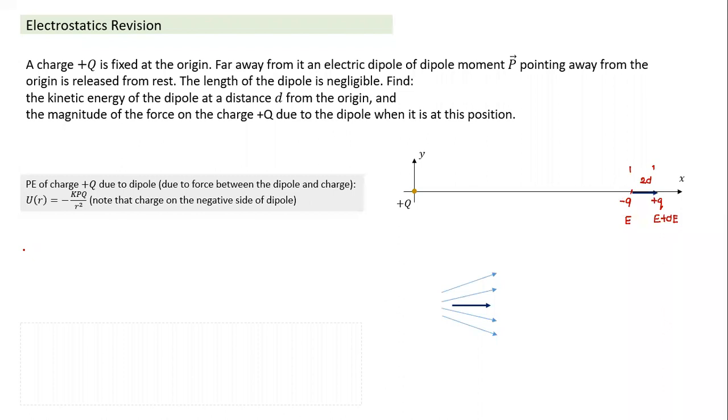So if you have to calculate the net force on the dipole, it will be the sum of the force on each one of them: minus q into E, the force on the negative charge, plus the force on the positive charge. What does that come to? So the net force dF is equal to q into dE. So what we do is multiply and divide by 2d.